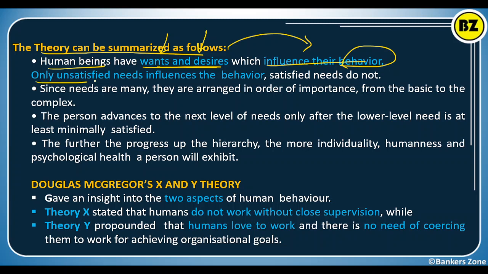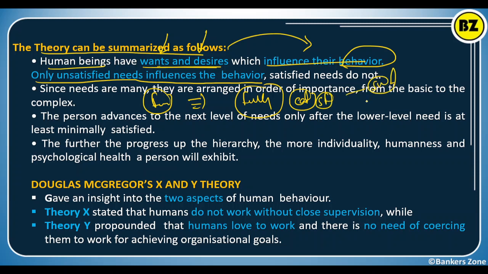But only an unsatisfied need influences behavior. If you are fully satisfied, then how can you behave, right? You will not behave. For example, if you have eaten a lot and your stomach is full, then if you see any sweet item, you will not react because your stomach is already full. So that means your need is satisfied, then you will not behave.